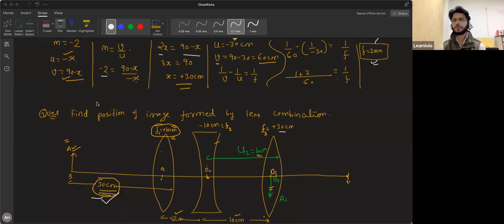So what is the image distance for the first lens? Write your answer in chat room. Just apply lens formula. Good, Akshay. Akshay got the right answer. What about the rest? Object distance minus 30, focal length 10, get the value of image distance. Very good, Noha.